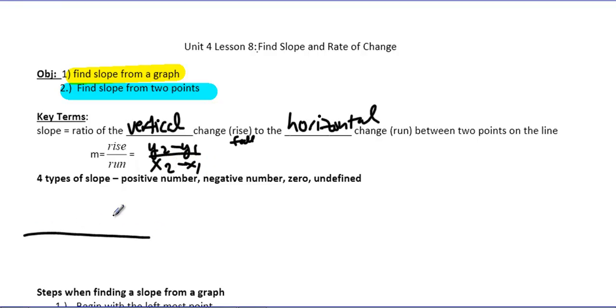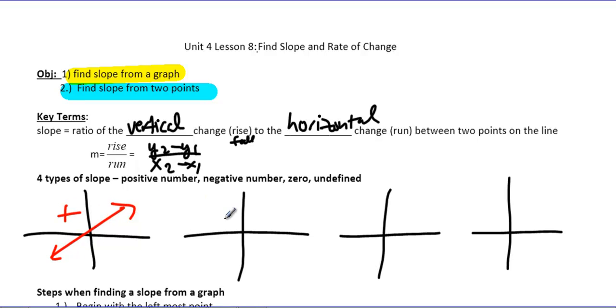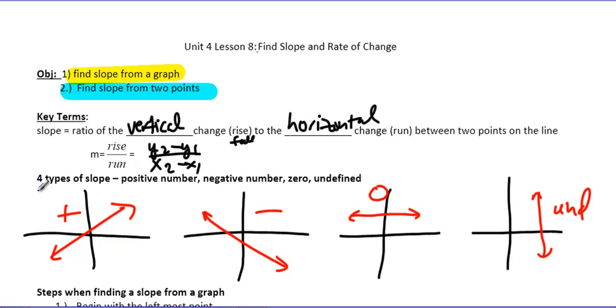Yesterday, again, just a brief reminder, we saw 4 general types of slope. We refer to those as positive, which is going uphill, negative, which is going downhill, a flat line or a horizontal line, which is zero slope, and a vertical line, which is one going up and down, which is undefined slope.